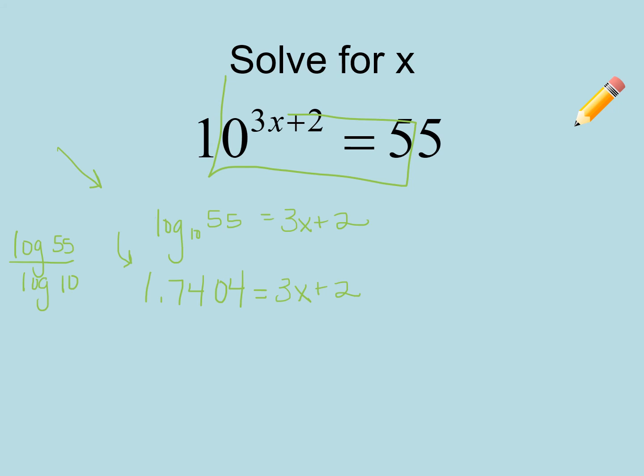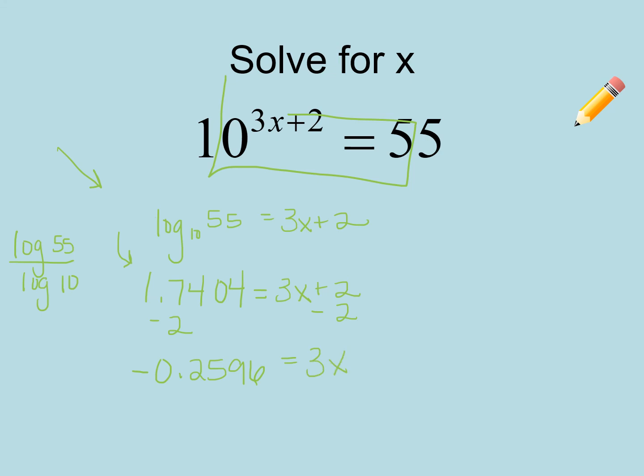So all I got to do now is focus on getting that x by itself. So the first thing I'm going to do is subtract 2. So in my calculator, 1.7404 minus 2, looks like I'm going to get back a negative answer. So the number I get back is a negative 0.2596. And that equals 3x.